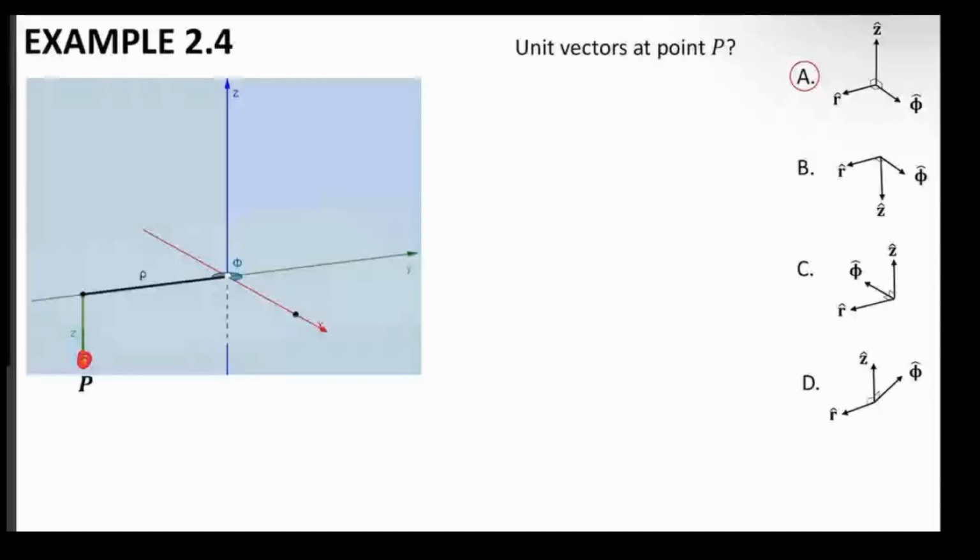Okay, the next example is point P, which is here. So where is the direction of R? We know that R is from the Z axis, so from the axis it will be here, and R will be toward this one. The direction of phi will be from the X axis, from here. Phi. The direction of Z will go up. Z.